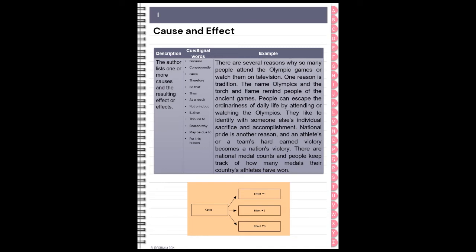National pride is another reason, and an athlete's or a team's hard-earned victory becomes a nation's victory. There are national medal counts and people keep track of how many medals their country's athletes have won.